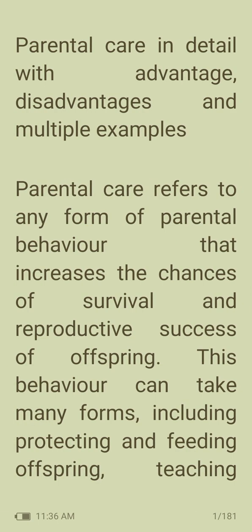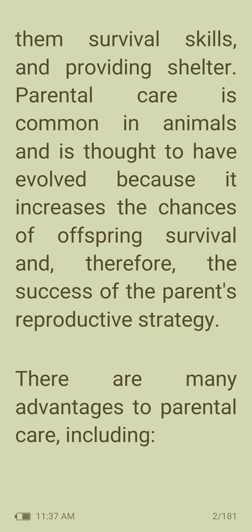So let's start with a quick summary about parental care. Parental care refers to any form of parental behavior that increases the chances of survival and reproductive success of offspring. This behavior can take many forms, including protecting and feeding offspring, teaching them survival skills, and providing shelter. Parental care is common in animals and is thought to have evolved because it increases the chances of offspring survival and therefore the success of the parent's reproductive strategy.